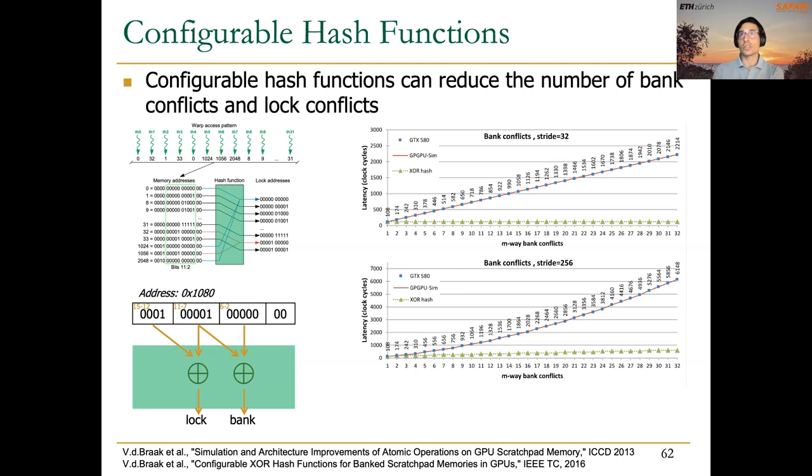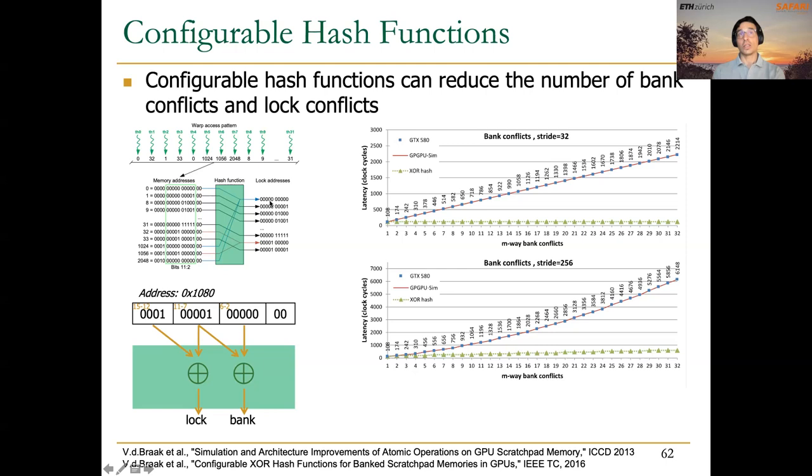This is an M-way bank conflict with stride 32. Observe that this line is from experiments on a real GPU, but also on a simulator, GPGPU-Sim. As you see, they match pretty well, and they also match pretty well with the experiments that we discussed in the previous slides. These are similar results for bank conflicts with stride 256. But remember that there are also lock conflicts here. That's why the latency with the highest M-way, or 32-way bank conflict, is larger than here. And the green line in the two plots represents the latency obtained after using our XOR-based hash function. As you see, there is a huge reduction of this latency.